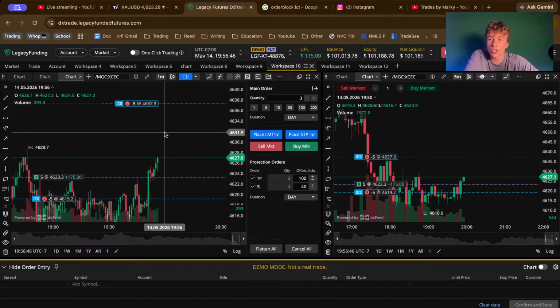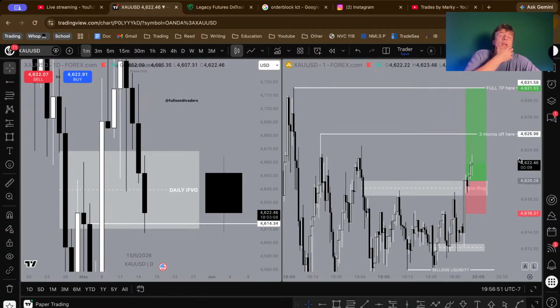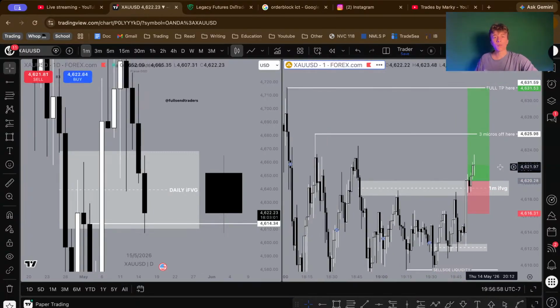We're already floating $185. I think this is what we're going to do. We're going to go break even when we take out this high. We're not going to go break even until that happens. I'm going to leave my position running the whole way until we hit this 3 micros at 4625 over here.